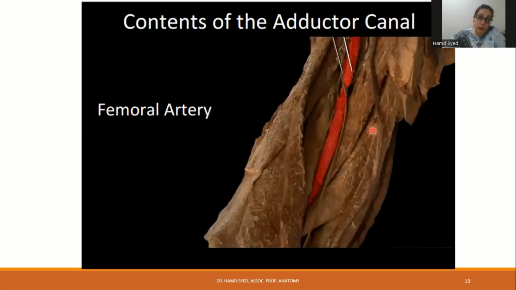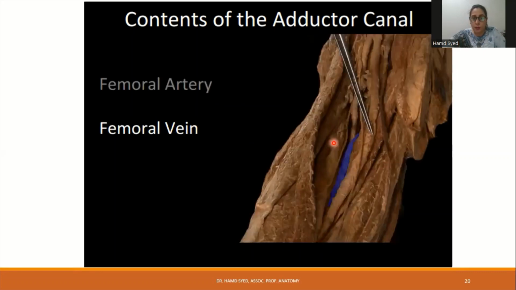Now, what about the contents of the adductor canal? Within this adductor canal lies the femoral artery. You know, this femoral artery was present in the femoral triangle. Now, after leaving the femoral triangle, it enters the adductor canal. So this here is pointing towards the femoral artery within the adductor canal.